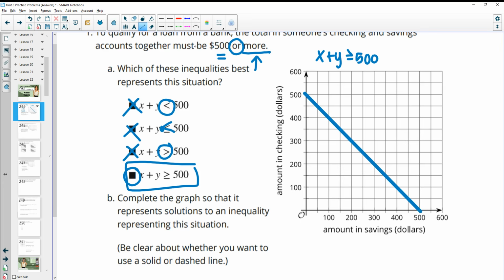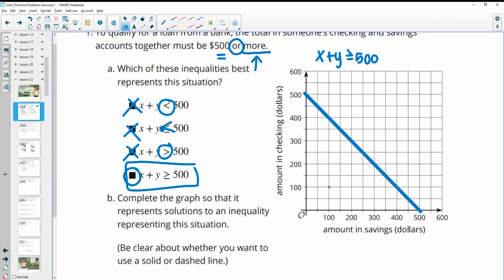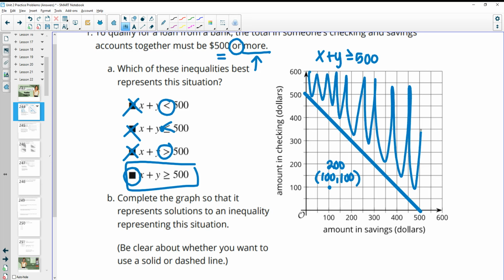And then you can plug in a number like you've been doing before to see which region you want to shade. So if I just plug in the point 100, 100, and really it's just saying add these two numbers together, right? So this equation just says add those two numbers together. And 100 plus 100 is 200, which is less than 500. So that's not enough. So we can have anything above this line in our bank account. So any of these would be good.